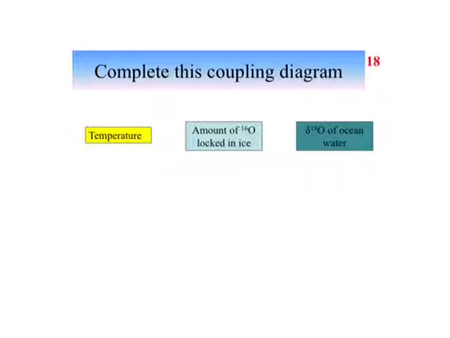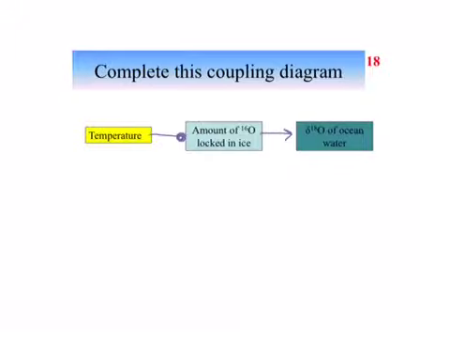Okay, so low temperatures means higher amount of oxygen 18 locked in ice, and so we could draw a negative directional coupling from temperature to the amount of O16 locked in ice. So what that means is that oxygen 18 in ocean water is going to be high when a lot of O16 is locked in ice. So high O16 locked in ice means high O18 of ocean water.